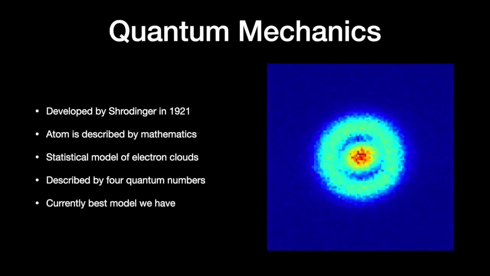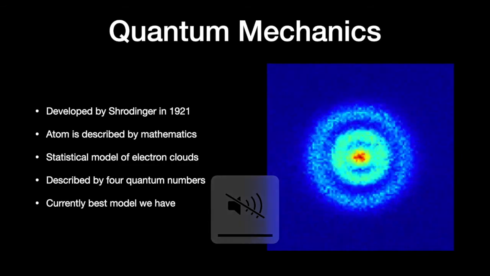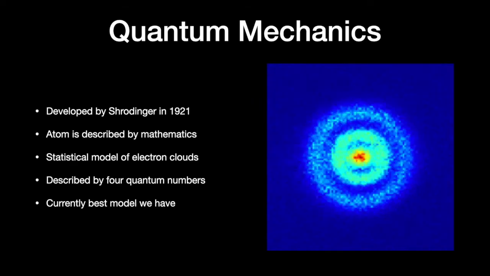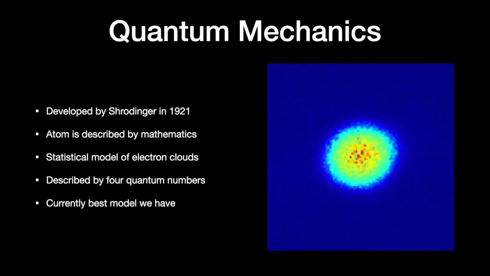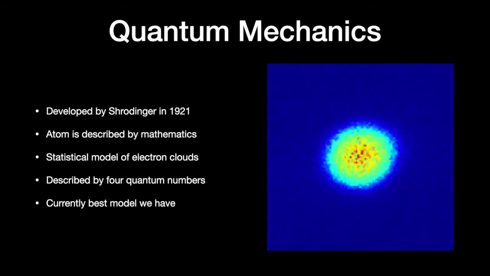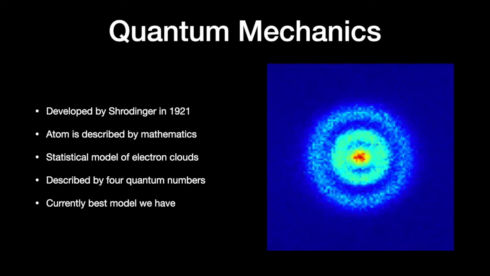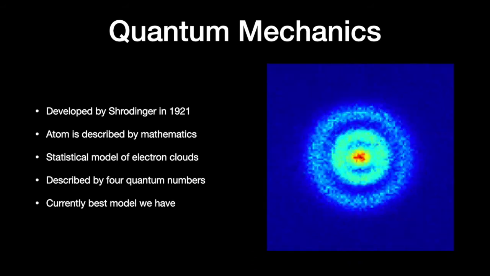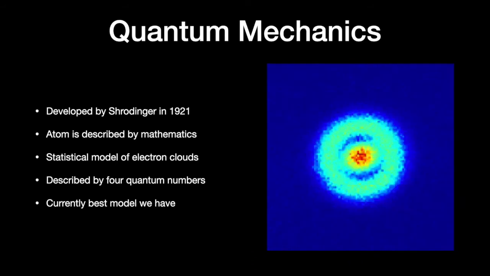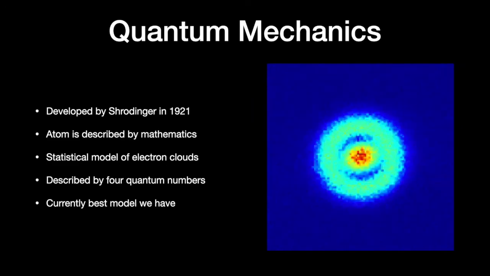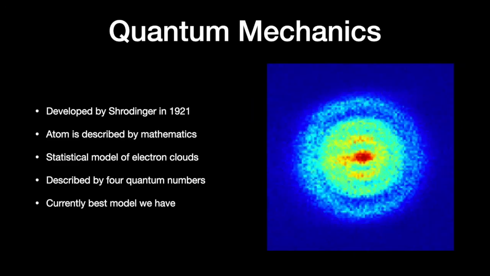The quantum mechanical model of the atom has superseded the Bohr model of the atom, and it's really hard to picture this, but maybe this picture best illustrates the strangeness of this theory. It was developed by Schrödinger, I guess, in 1920 during his winter break, and he published his first paper in early 1921, and he developed quantum mechanics. And the atom here is described by mathematics, and it's a statistical model of how electron clouds are in an atom, and it's described by 4 quantum numbers, and it's currently the best model we have.